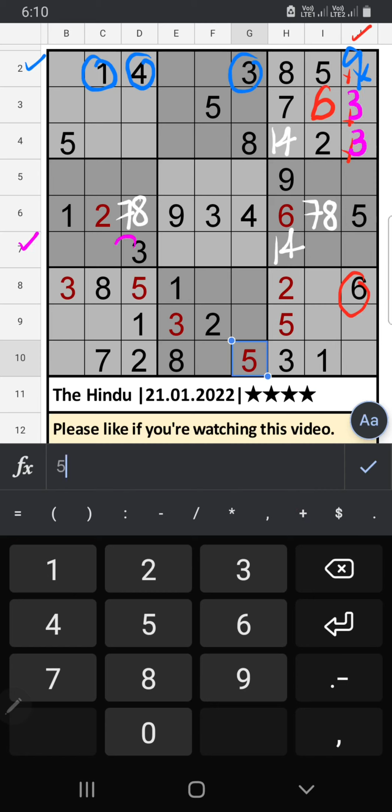7th row we have 3. So 3 can't come in this cell. Column J we have 3. So 3 can't come in this cell. Then 3 is confirmed here.